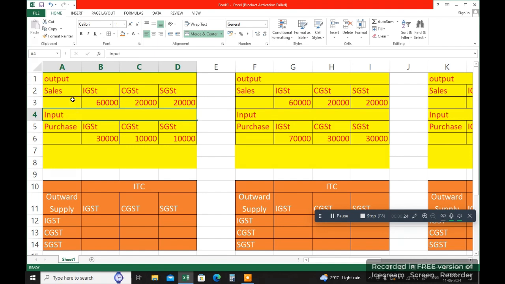But the only thing you should know is how to compute the GST first. Before filing the GSTR 3B return, you should know how to compute the GST. Okay, this is very important. The system will calculate the GST automatically.